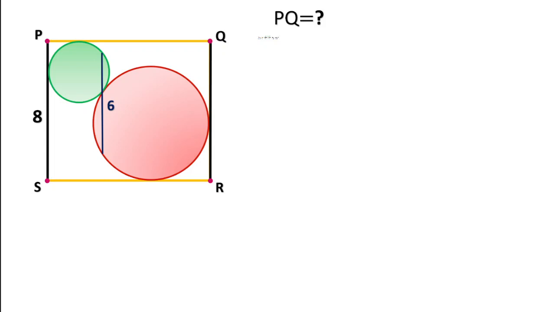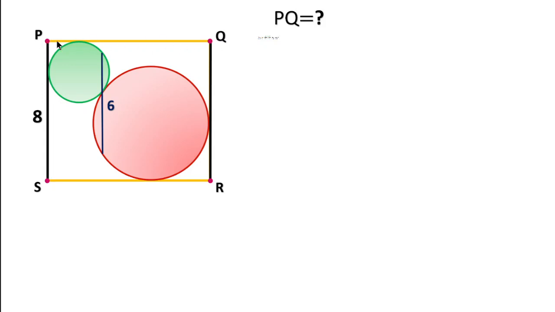Hello everyone, in this question PQRS is a rectangle and inside this rectangle two circles are embedded like this, and the length of this blue line segment is given as 6 units, and this blue line segment is parallel to this PS line segment, and the length of this PS line segment is given as 8 units. Then we have to find the length of this PQ.